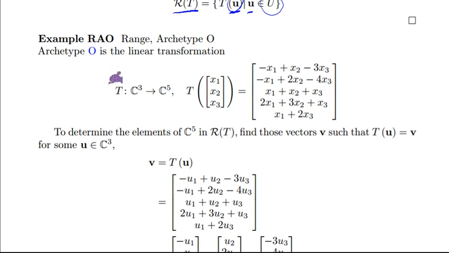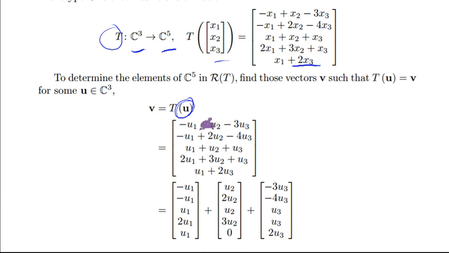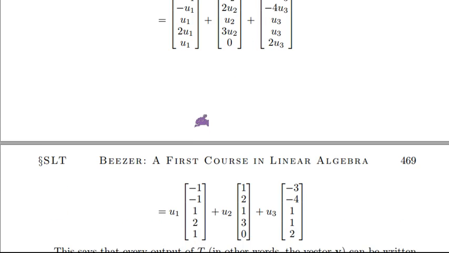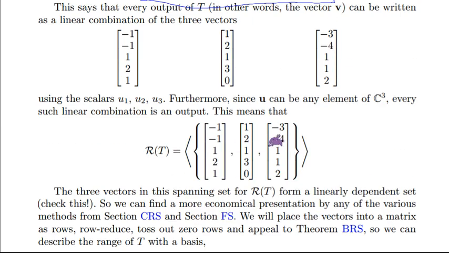Let's look at an example. Here we have a transformation from C3 to C5 given by this rule. You can check that that's linear. Now, if we wanted to take T of an arbitrary vector u, which is what determines the range, we can replace the x's with u's. If we do some rewriting, we find out that, in fact, T of u is a linear combination of these three vectors. In fact, that means that T of u is contained in the span of these three vectors.